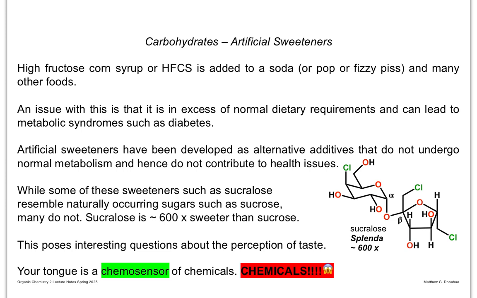So high fructose corn syrup is added to a lot of things, again, because it's a subsidized product, but it has all these negative health impacts. So these other molecules, which are artificial sweeteners, are added as a replacement, and the benefit of those is they're not metabolized the same. They don't have the same negative health benefits.